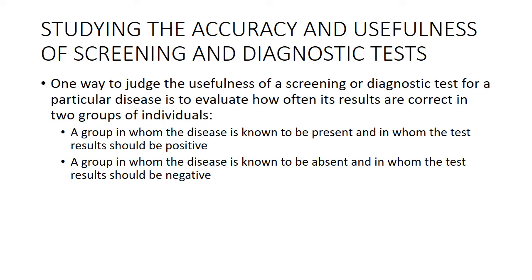So for instance, we would have a group in whom we know has the disease in question, and in whom the test results should be positive, right? So if I were to test a bunch of patients who I know to have HIV, and I had a new test for HIV, all those should be positive, right? And then if I have a group of people who do not have the disease, the disease is absent in those patients, and the results of that test should be negative. Again, you're going to find that not every test is perfect, and so we're going to talk a little bit more about false positives and false negatives as we go forward.